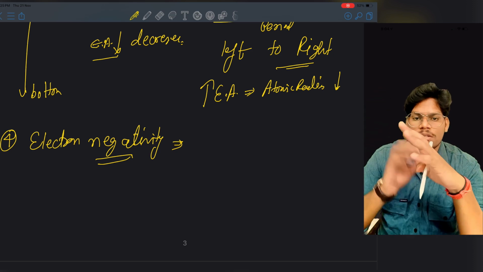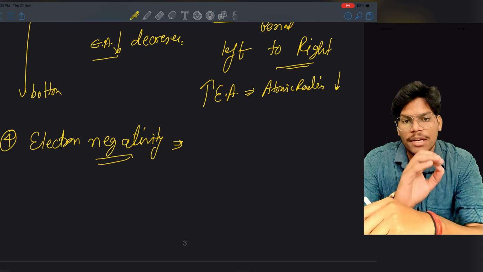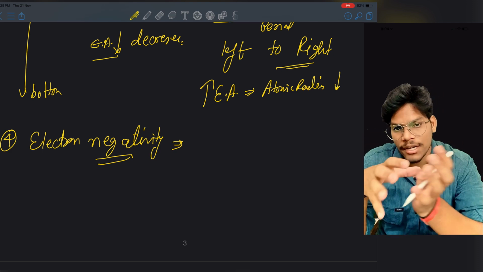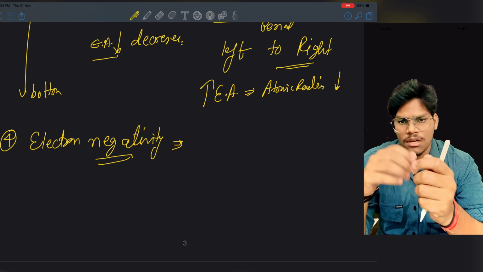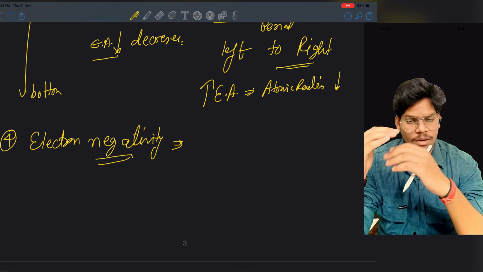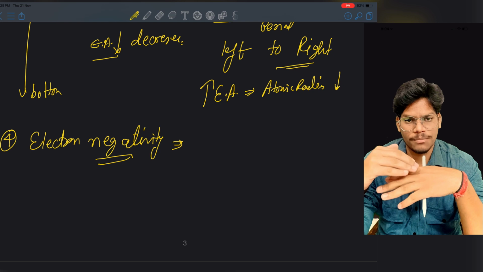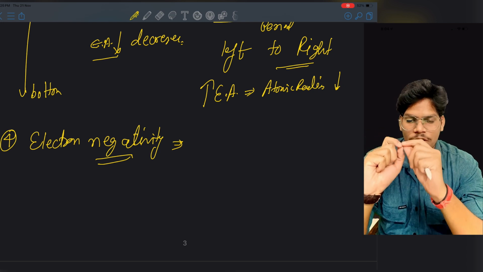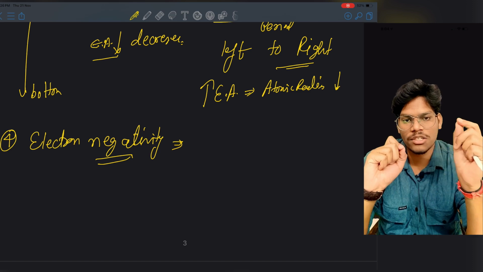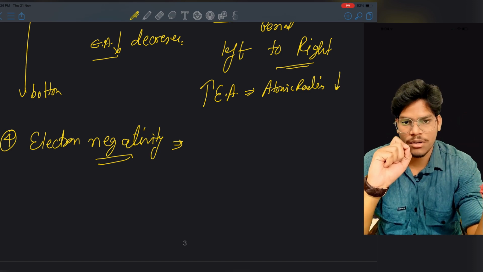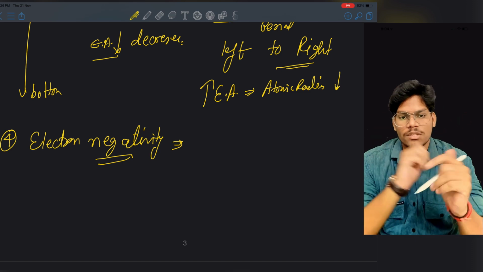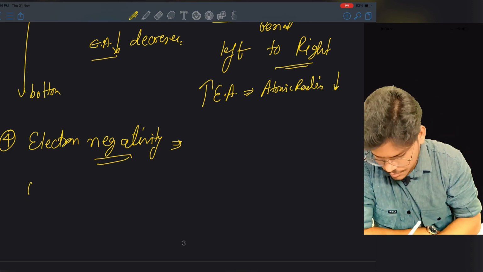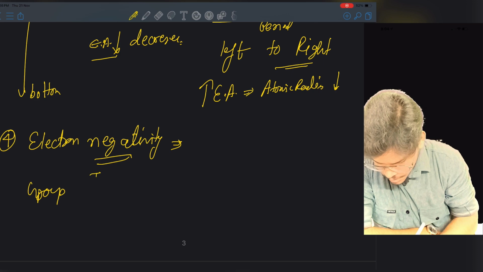So first we should understand what is electronegativity. Electronegativity is the ability of an atom to attract an electron for a bonding purpose, to form a chemical bond. When we go in a group from top to bottom, atomic size increases and the attraction force between the nucleus and the outermost electron decreases. So that is the simple reason for electronegativity decreasing in the group.